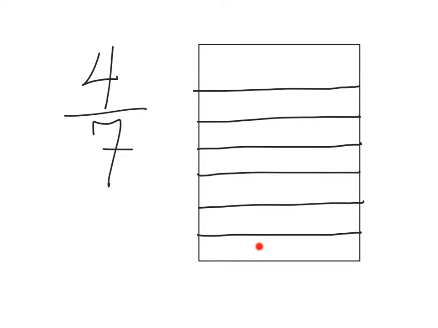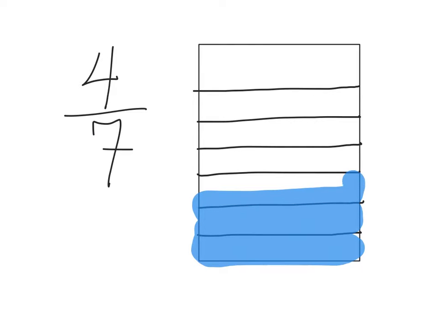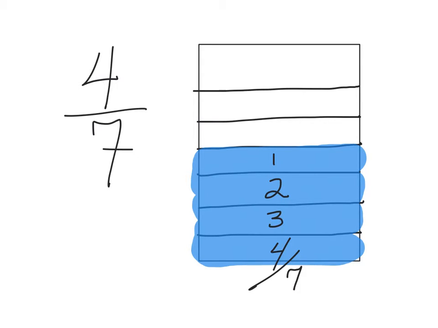Let's just double check. 1, 2, 3, 4, 5, 6, 7 parts. That is correct. Now I get 4 out of 7, or 4/7, so I'm going to color in 4 out of the 7 parts. So let's do that right now. So I'll color in this one right here, then 2, then 3, and finally 4 parts. I like to number them here. I got 1, 2, 3, 4 out of the total 7.